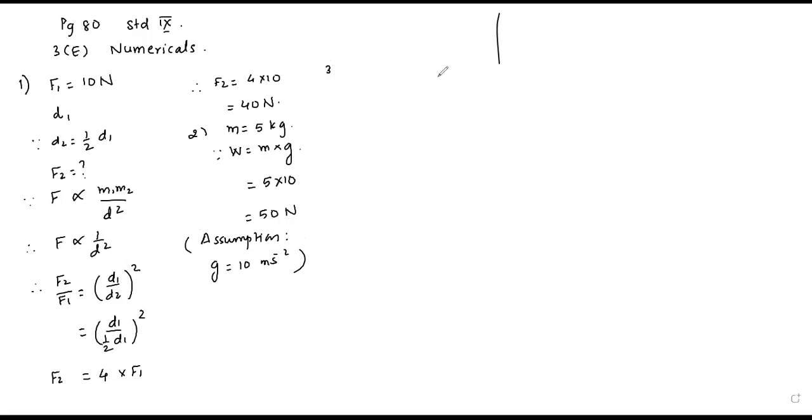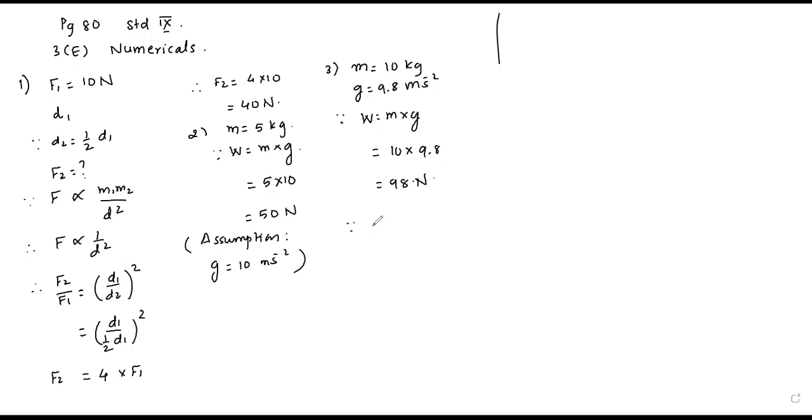Check the third one. Calculate the weight of body of mass 10 kg in kgf and in Newton. What is given? Mass, 10 kg. The value of g is given as 9.8 meter per second square. First of all, W is equal to M into G. M is 10, into 9.8, which is 98 Newton. This is your first part.